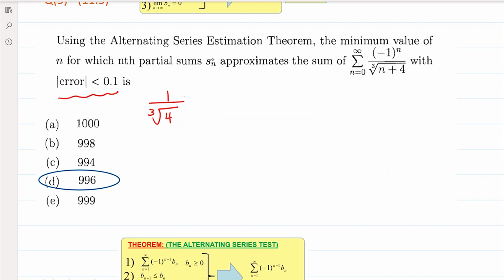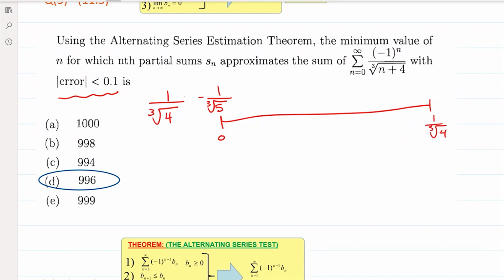This is what he asked about. Again, this is the alternating series. Suppose the first term gives you a distance from 0 of 1 over the cube root of 4. The second term, at n equal 1, will be what? At n equal 1, it will be minus 1 over the cube root of 5. Yes, minus 1, exactly.